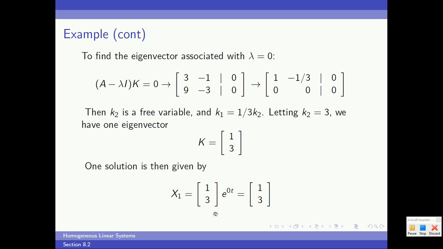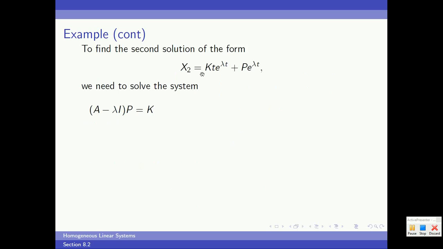I already have my first solution though. My first solution is going to be my K, e to the lambda t. E to the 0t is just 1, so this is my K, e to the lambda t. Okay, so the second solution is going to be given by this. So I need to find P. I already have K. I'm going to put P here instead.